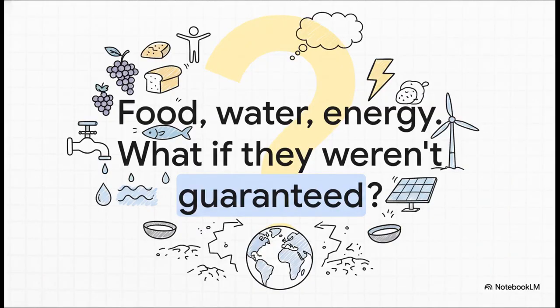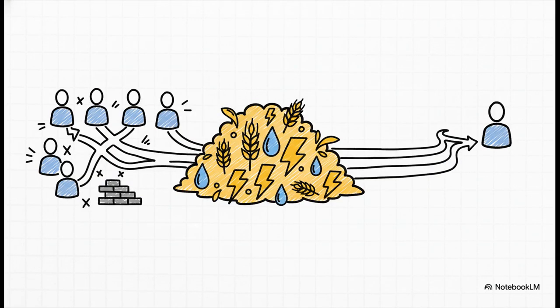I want you to just think for a second about your day so far. Did you have a coffee, take a shower, turn on a light? Yeah? Well, you've already used food, water, and energy. We kind of take it for granted, right? But what if you couldn't? What if those things just weren't guaranteed? Because for millions of people around the world, that's their reality. Every single day.